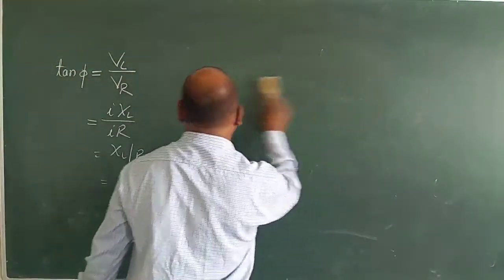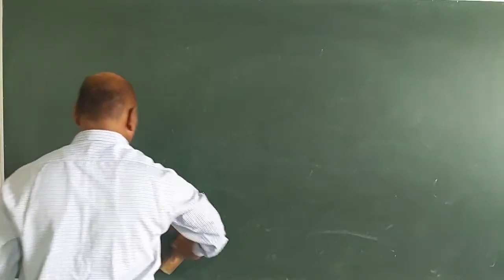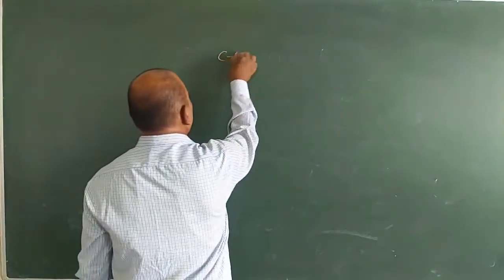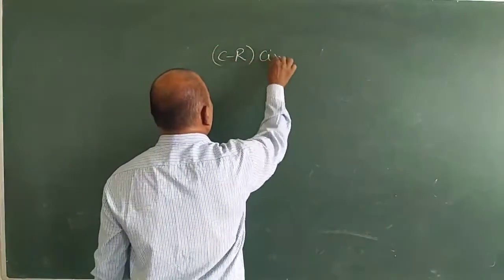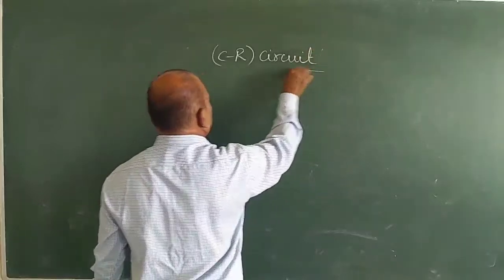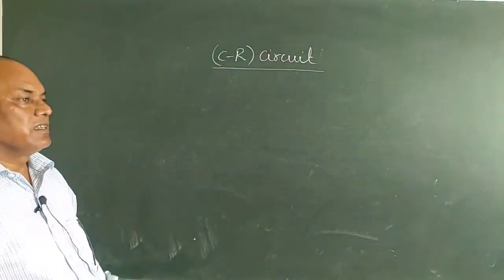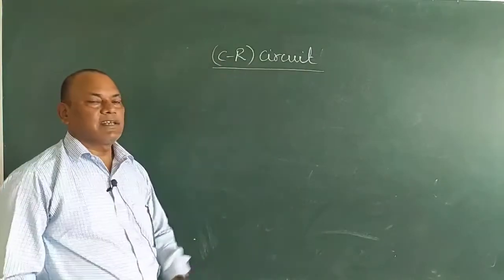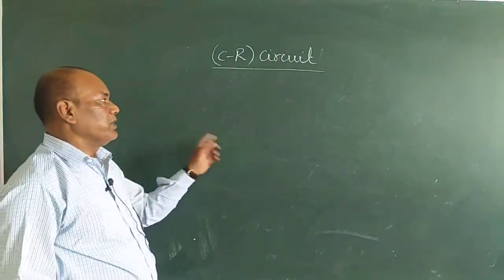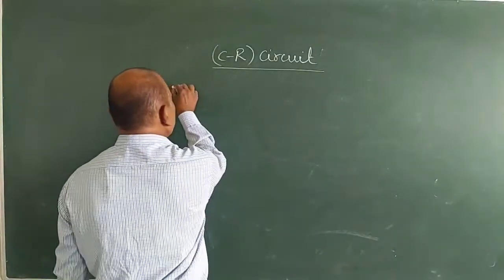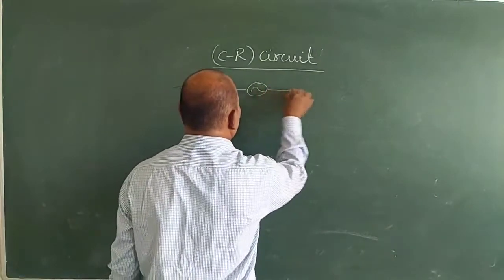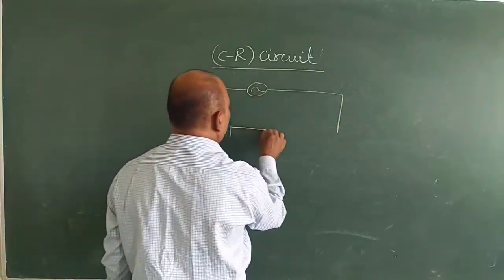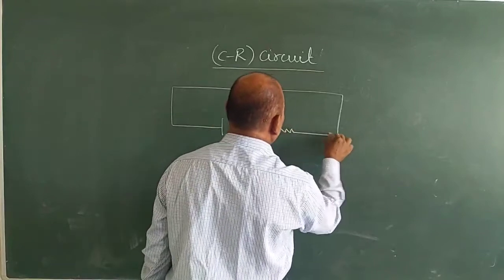Next, similarly, we will study the CR circuit. What is a CR circuit? When a capacitor and resistance are connected in series and the combination is connected to a source, that is called a CR circuit. Here, this is the capacitor and this is the resistance.